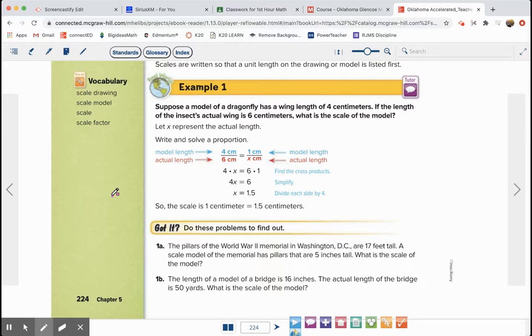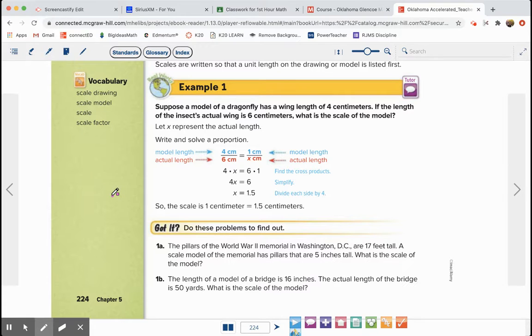Okay, this is lesson 5-8, scale drawings and models. You can write that at the top of your notes. So the first thing we're going to look at, example 1, we're talking about what's called scale, or a scale factor, scale model, but your scale.